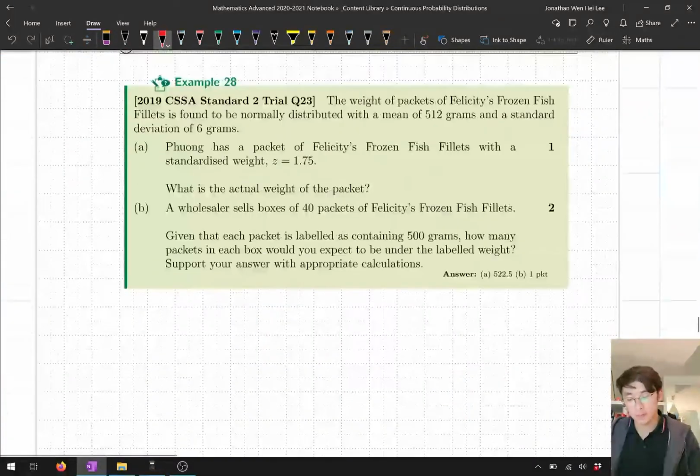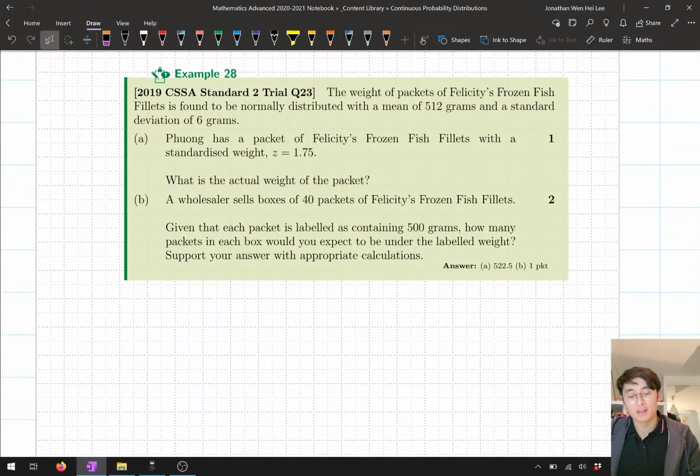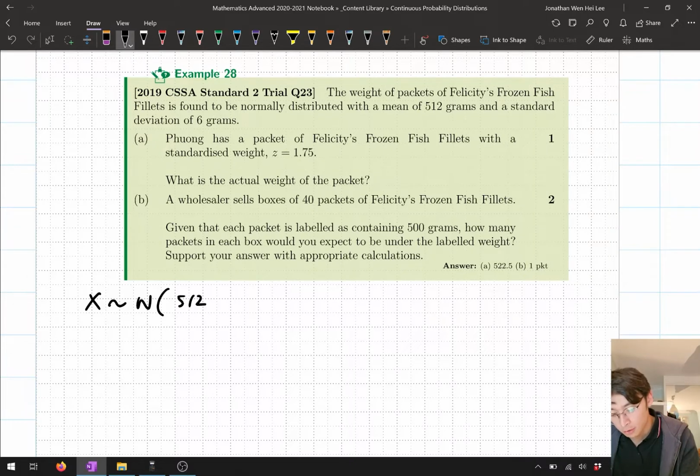Okay, next one here. The weight of packets of Felicity's frozen fish fillets is found to be normally distributed with a mean of 512 grams and a standard deviation of 6 grams. Okay, cool. So here, the weight is our random variable, and it's distributed normally and has a mean of 512 grams and a standard deviation of 6 grams. So here it would be 6 squared because we want to put the variance here.